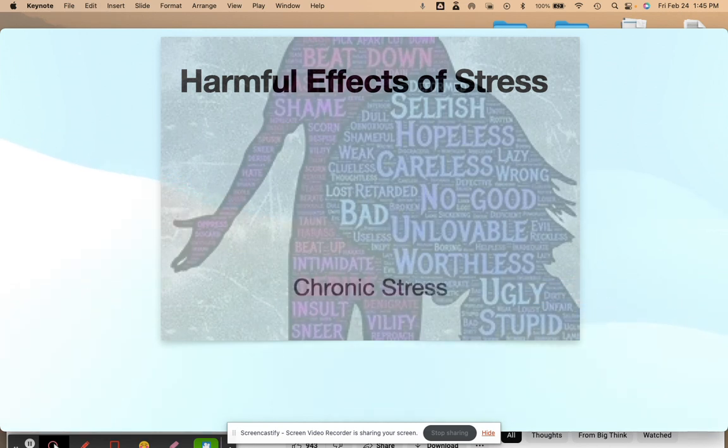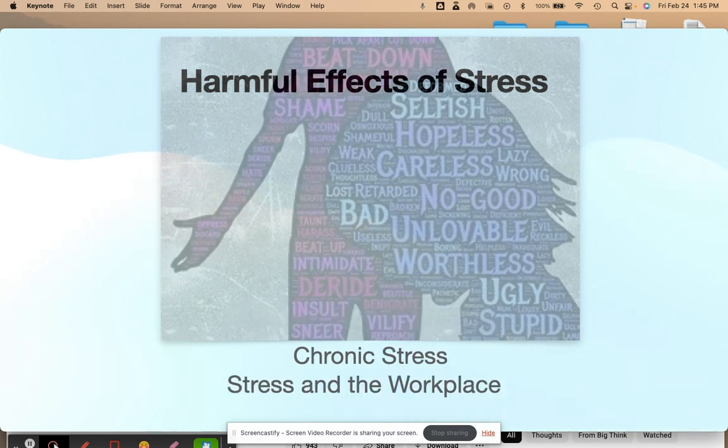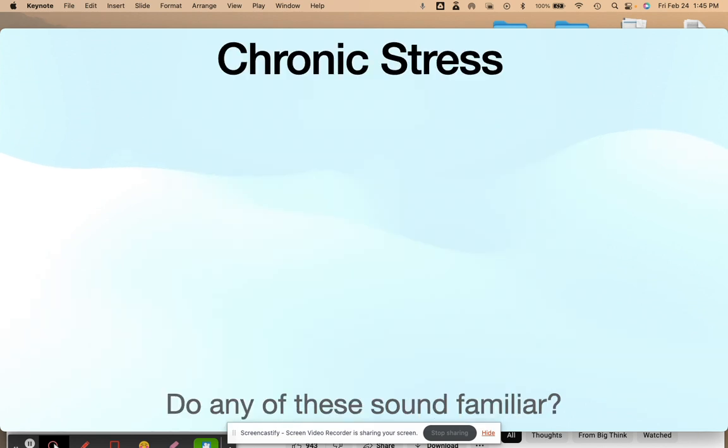First, we're going to discuss chronic stress, and then we'll look at stress in the workplace. And lastly, we'll look at stress and academic performance. First, chronic stress. This is a long-term state of stress. It's especially dangerous, particularly when it comes to health, but also when it comes to performance and decision making. It can affect you physically, mentally, emotionally, and behaviorally. All of these things, physical, mental, emotional, behavioral, are all interconnected.